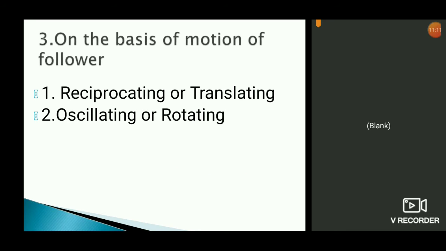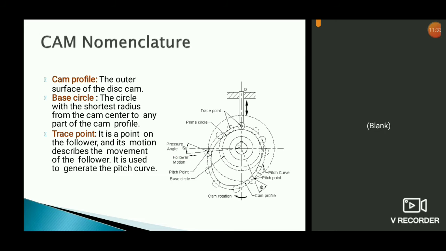Next is regarding the basis of motion. When the follower is just reciprocating or moving up and down, it is called reciprocating or translation. Or sometimes you can see oscillation of the follower. That type is called oscillating or rotating followers. So that is regarding the classification of the cam, different types of cam, and how you classify followers. Now we'll go into the cam nomenclature.